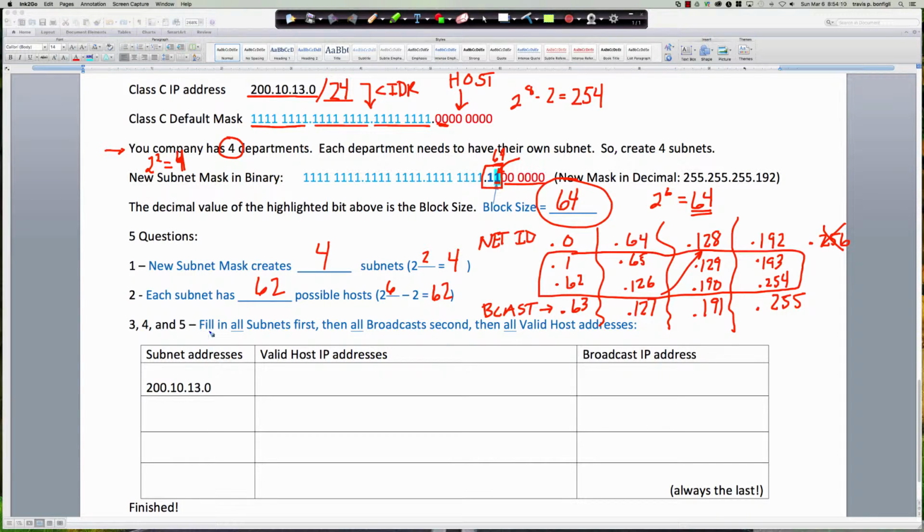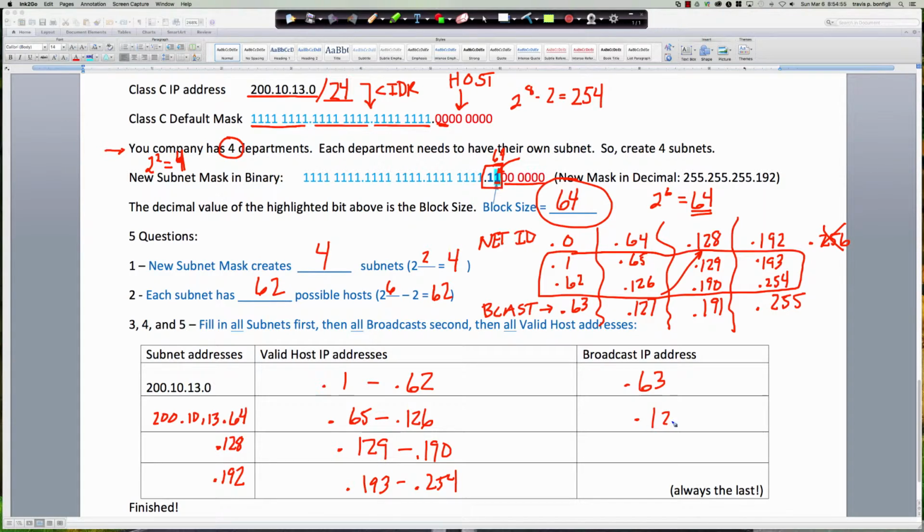And then what do we have here? Fill in all subnets first, and then all broadcasts. Okay, so they're just basically asking us, so our first subnet would be 200.10.13.0. And this is our second network ID, so it just goes up by 64. And then again, 128. And then 192. So the valid host IP addresses are .1 to .62, .65 to .126, .129 to .190, .193 to .254, and then our broadcast IP addresses, we know that this is .63, .127, .191, and .255. And so that's it for being able to figure these things out.